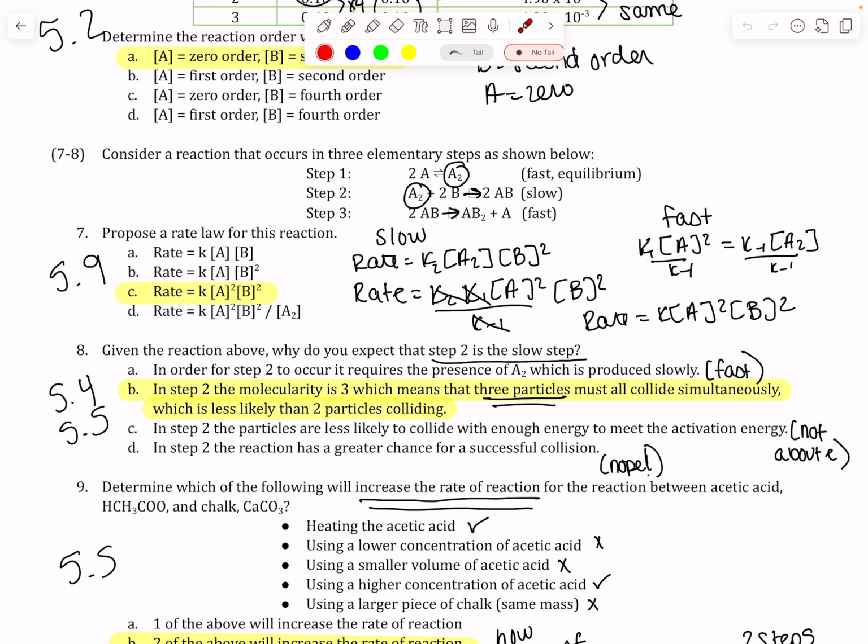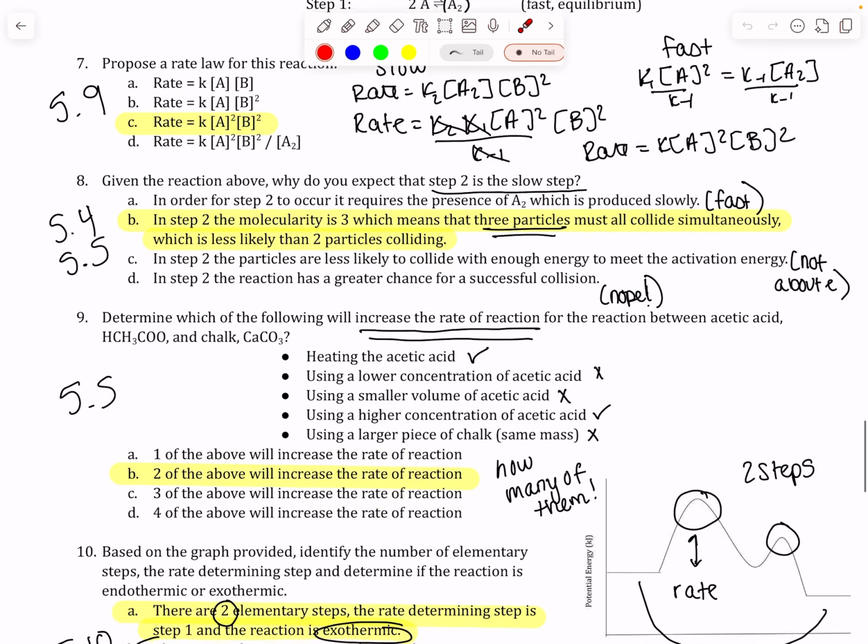If I look at it, this is all about the molecularity, which is in 5.4 and 5.5, which remember is how many molecules actually have to collide. And so in this one, it's bimolecular, right? There's 2. In this one, there's 3. And this one, there's 2. So 3, I mean, that's just so many. So all 3 particles colliding simultaneously is way less likely than 2 particles colliding, right? Right orientation, right amount of energy. So that would make step 2 the slowest.